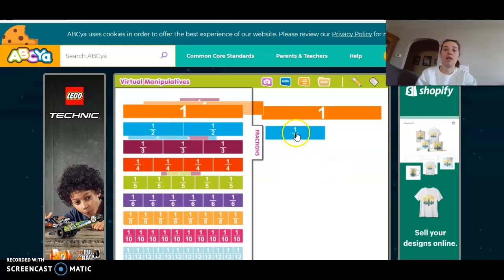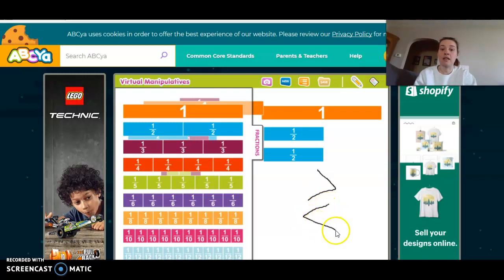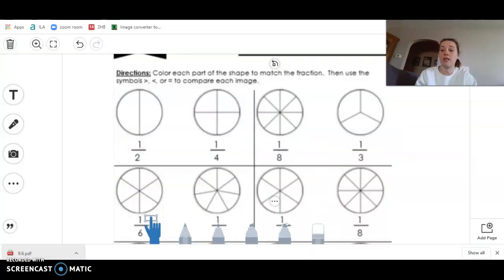Okay, let's try 1/2 and 1/2. Which one's greater? Right, they're equal. Good. So today's lesson, you're going to use the signs greater than, less than, and equal to. That's what we're going to do in today's lesson. You're going to have to look at fractions, and you're going to have to decide which one's greater, which one's less, and which one is equal.